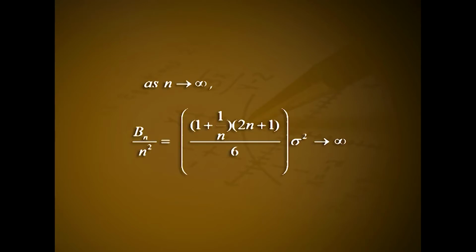Then as n tends to infinity, Bn divided by n square, that is equal to 1 plus 1 by n into 2n plus 1 all divided by 6 into sigma square, tends to infinity. Hence, WLLN cannot hold good for the sequence Sn.